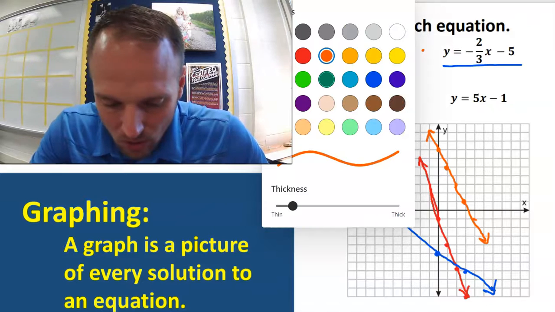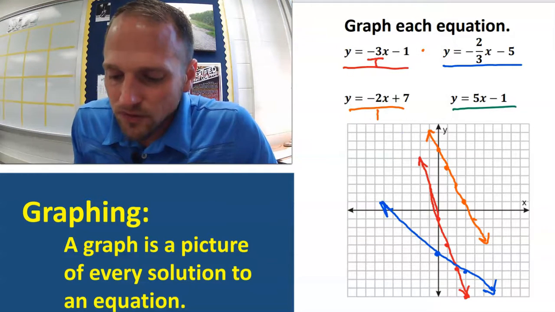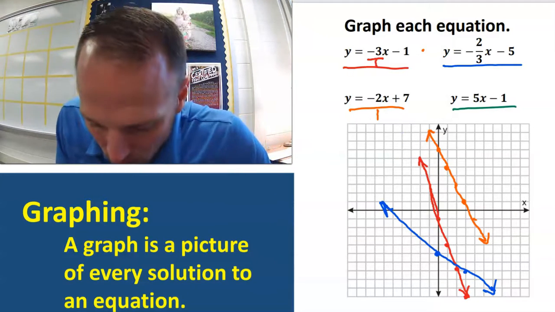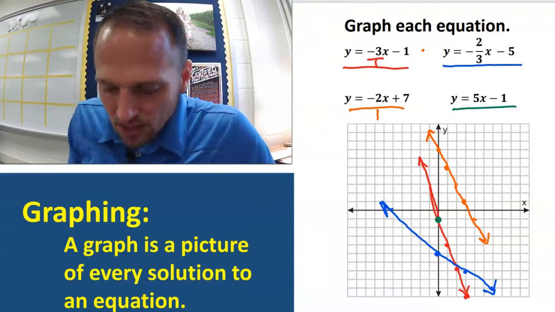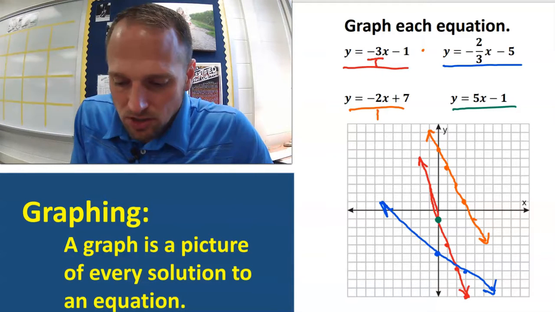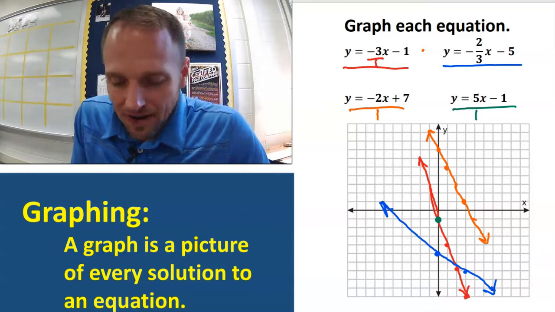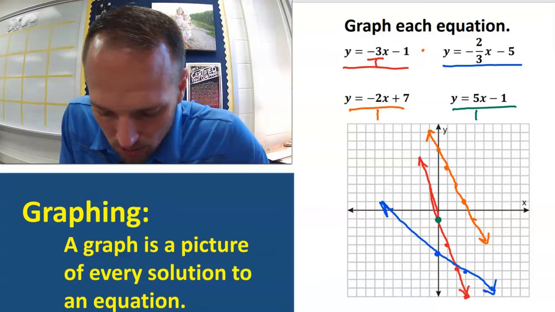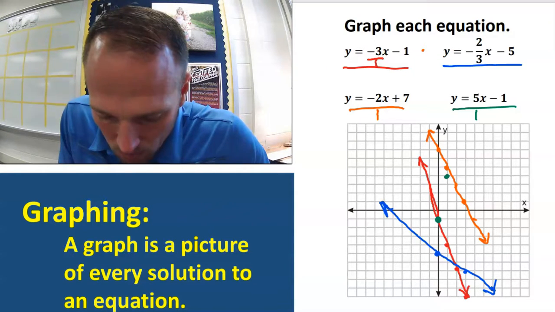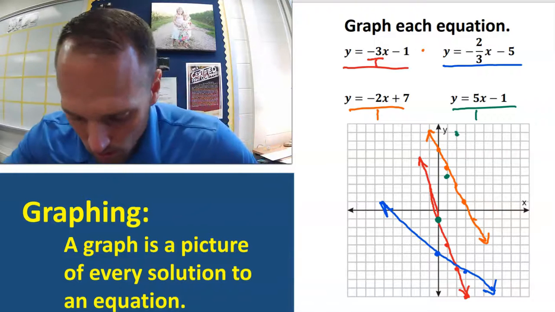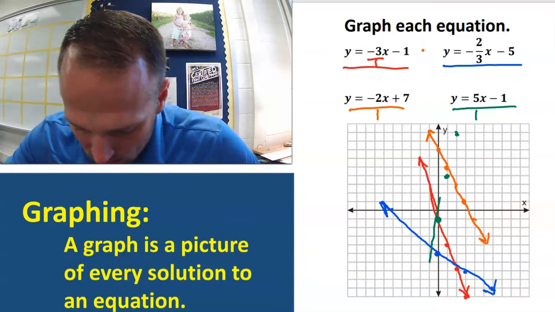Okay, last one, let's go green. Y equals 5x minus 1. So negative 1 is my y-intercept, and my slope is 5, or 5 over 1, so I'm going to go up 5 over 1, up 5 over 1. And this is my line.